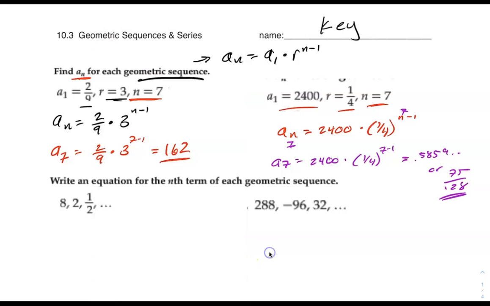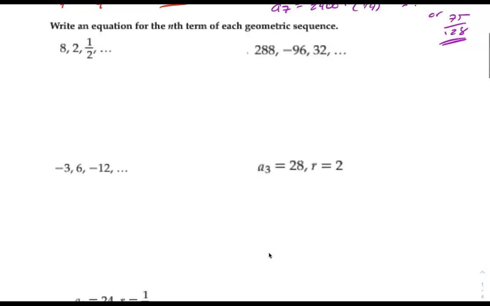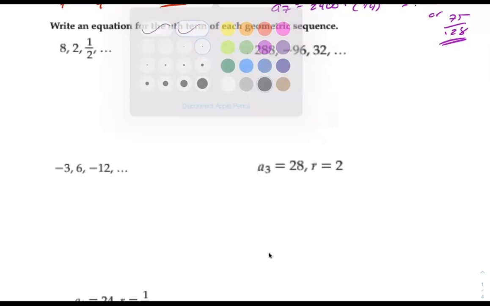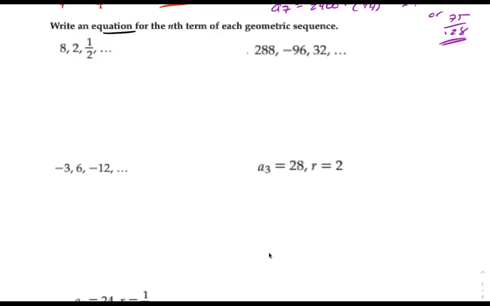Okay, let's move on. Write an equation for the nth term for each geometric sequence. So it's a little different. They don't want us to find the term, they want us to find the equation. So we're going to start the same way. An equals a1 times r to the n minus 1. But now we're just going to fill out the equation. So I'll write that down here.